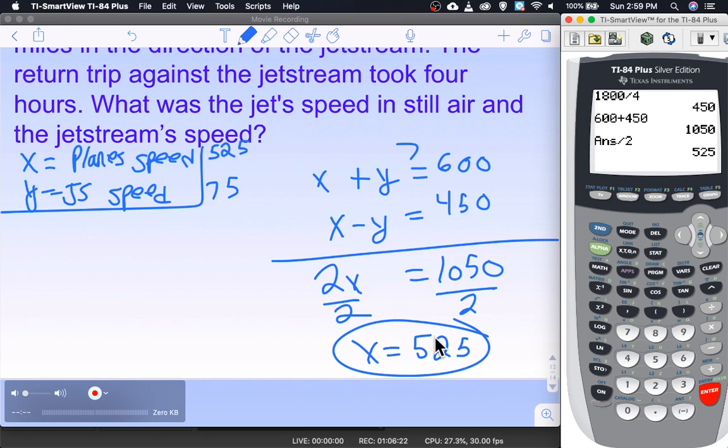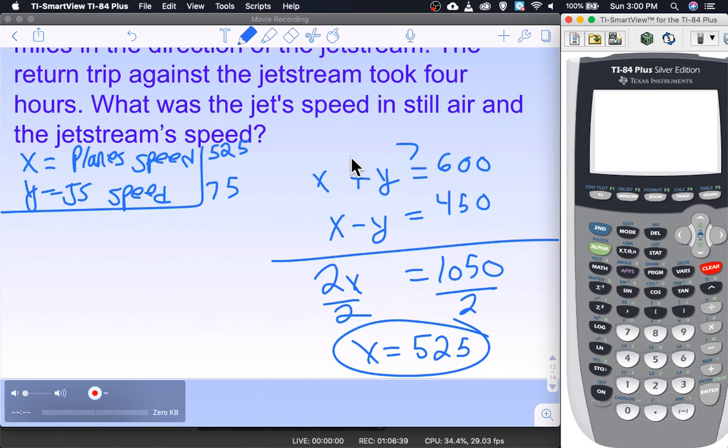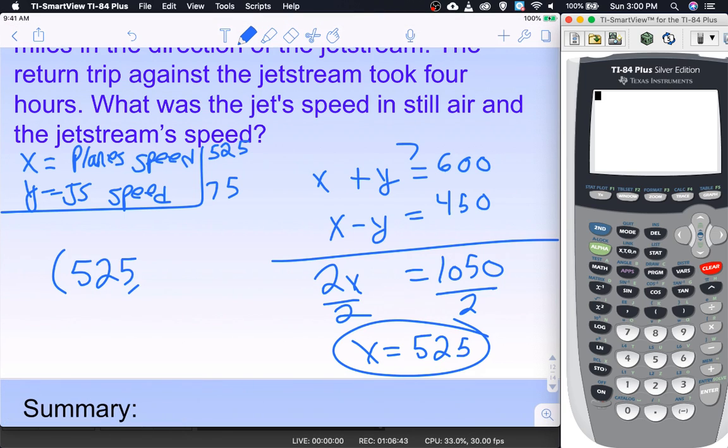So the plane's speed plus the wind's speed is 600. And on the way back, the plane's speed minus the wind's speed was 450. And that's my solution. The plane was going 525 miles per hour. The wind speed was 75 miles per hour.